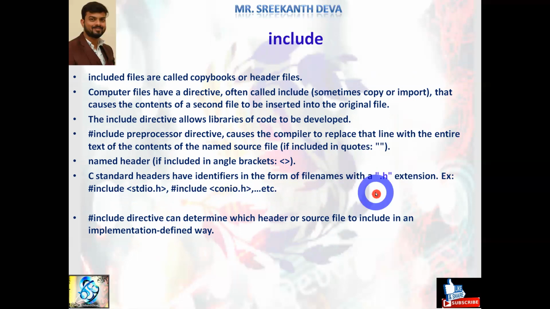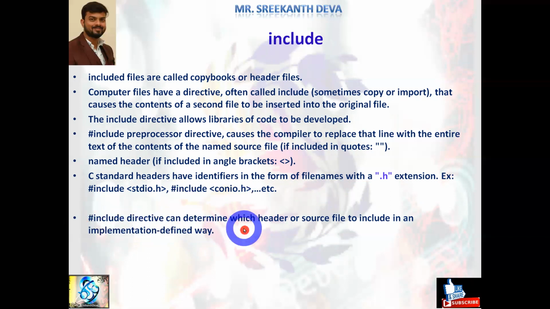These standard headers have identifiers in the form of a file name with the extension what? Dot h. In C we commonly use two extensions. One is dot c, we explicitly save the file name with dot c, which means the C program code or source code. But dot h indicates what? Header information. Some built-in functionalities are added into one file, and that file is called a dot h file, header information. Simply we can call it a library file. Examples are hash include stdio.h, hash include conio.h, and so on. Several header files are supported by the C language.